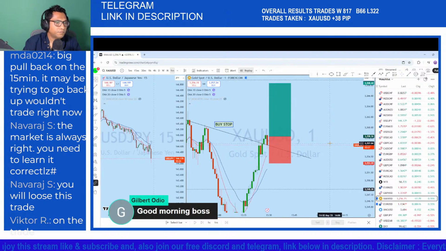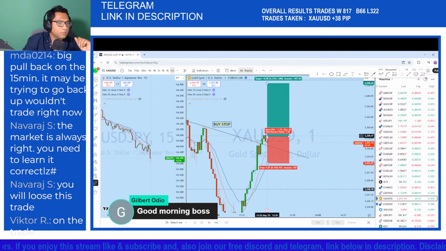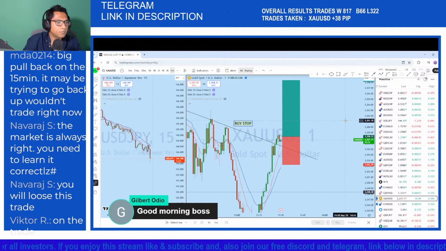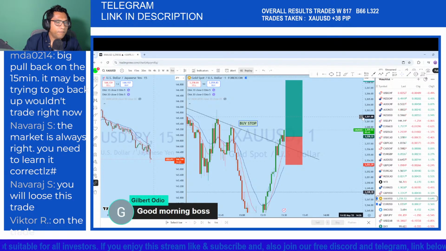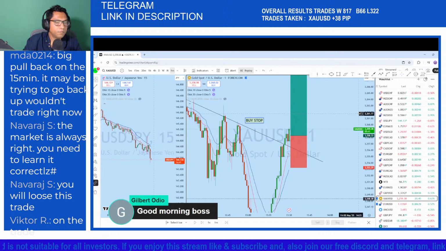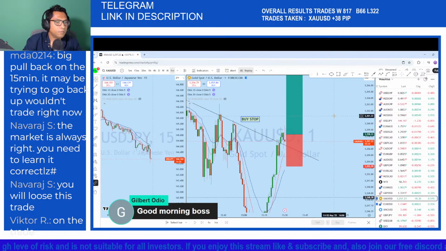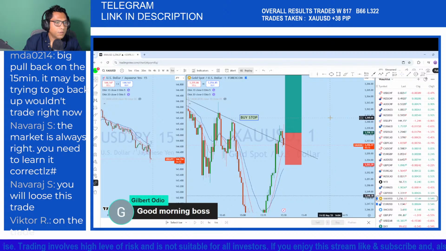There's a retest. Alright, so it has just crossed our entry. Getting a rejection from the top.